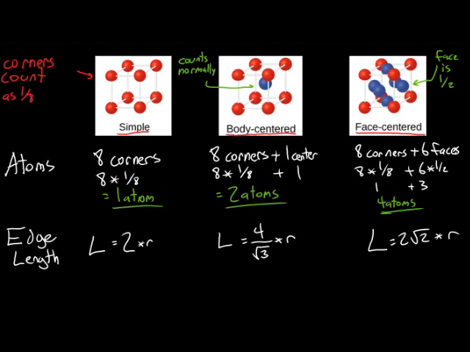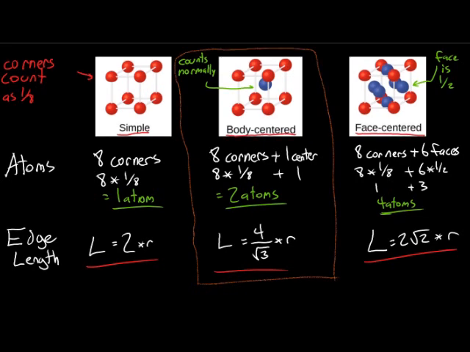Also, each type of cubic structure has a different formula for edge length. Simple cubics have an edge length of 2 times r. Body-centered cubics have an edge length of 4 divided by √3 times r. And face-centered cubics have an edge length of 2 times square root 2 times r. Now, our structure had body-centered, so the only information that's relevant to this problem is the body-centered information. Because the problem said that our structure is body-centered, we know that our structure will have 2 atoms and will have an edge length of 4 divided by √3 times r.